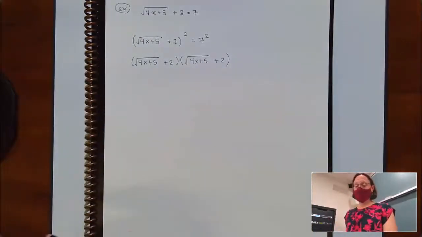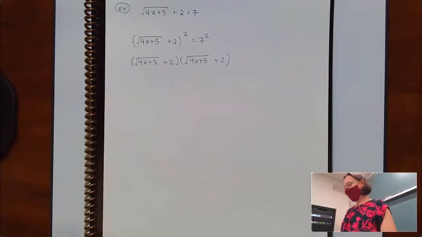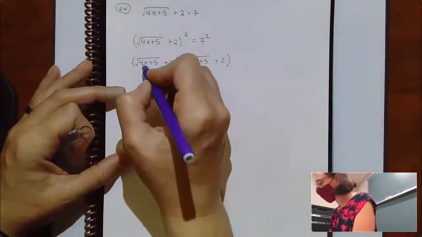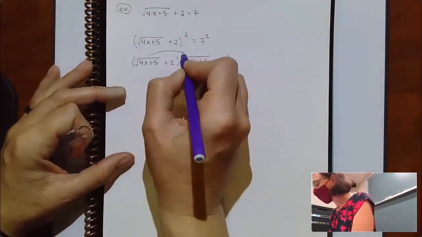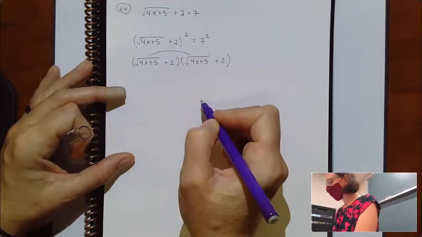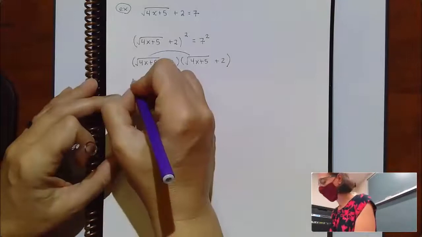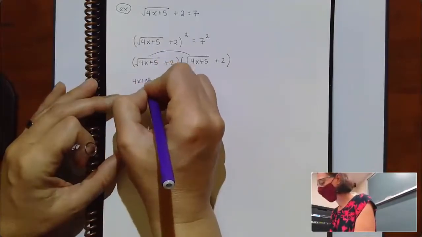And now I'm going to FOIL it out, or multiply it out, or rainbow it out, however you want to call this. So I'm going to have the square root of 4x plus 5 times the square root of 4x plus 5. Now there, my square roots are going to go away. I'm going to be left with 4x plus 5.